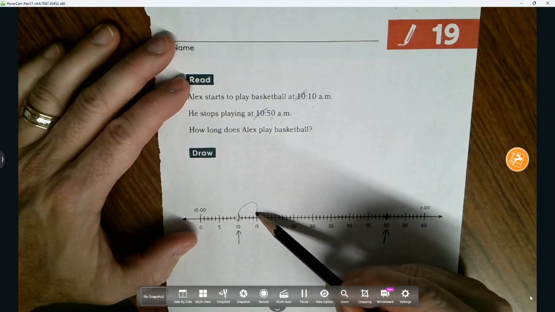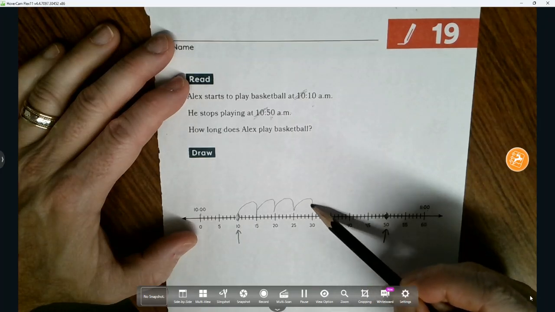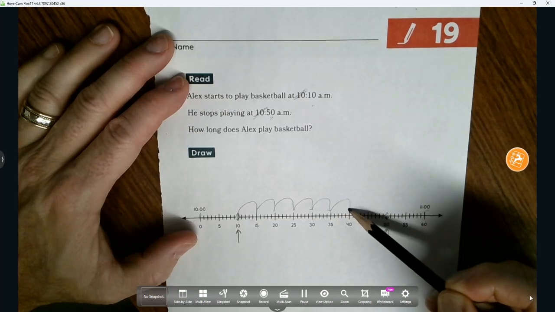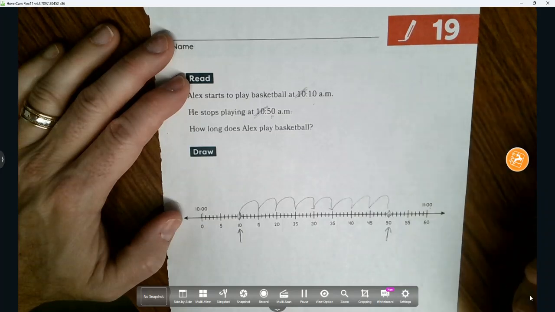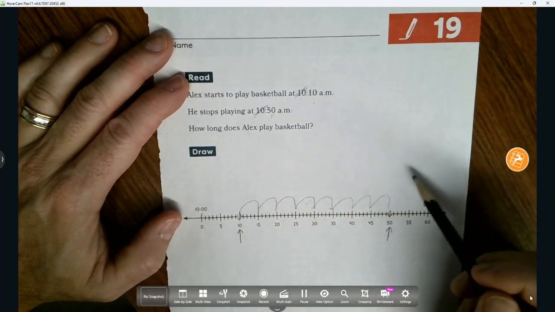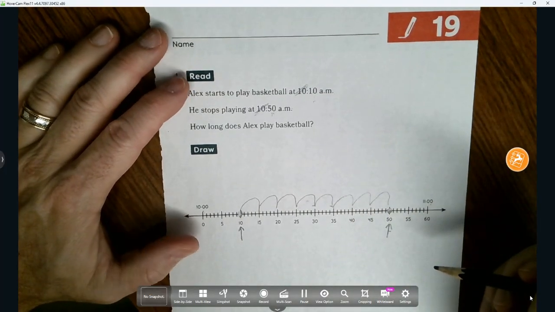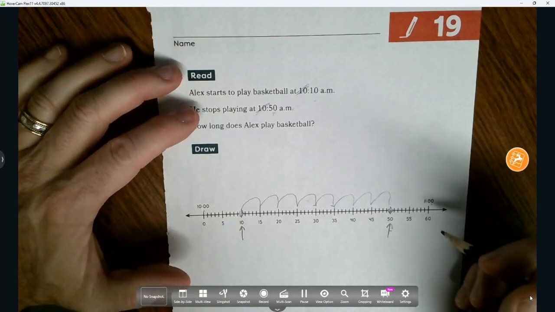So we go 5, 10, 15, 20, 25, 30, 35, 40. We showed it there, right? All these are plus 5s. So we went from 10, we got to 50, and that was 40. You can also say 50 minus 10 if you want, and that would give you the answer also.